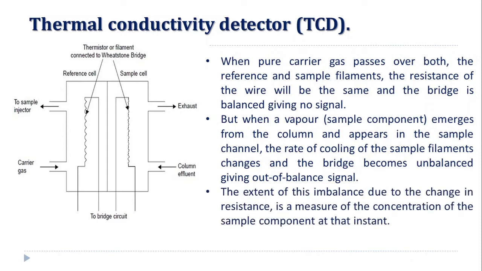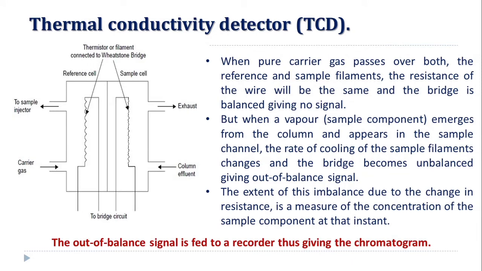The extent of this imbalance, that is due to the change in resistance, is the measure of the concentration of the sample components at that instant. So the extent of the out-of-balance signal, or the extent of this change in resistance, depends upon the concentration of the particular compounds present in the column eluent, carrier gas plus the sample gas.